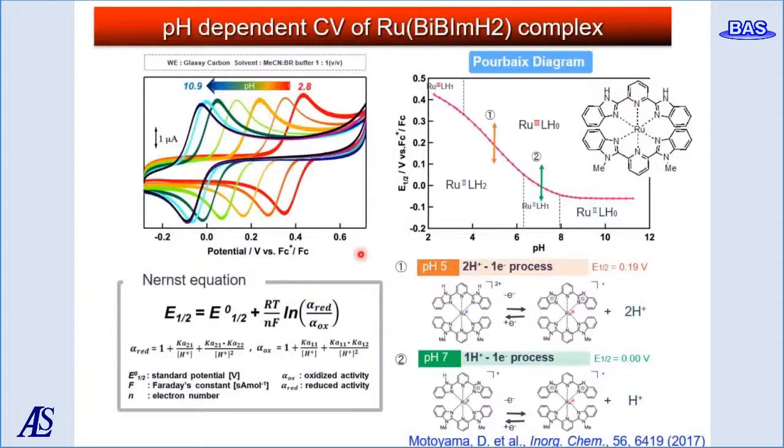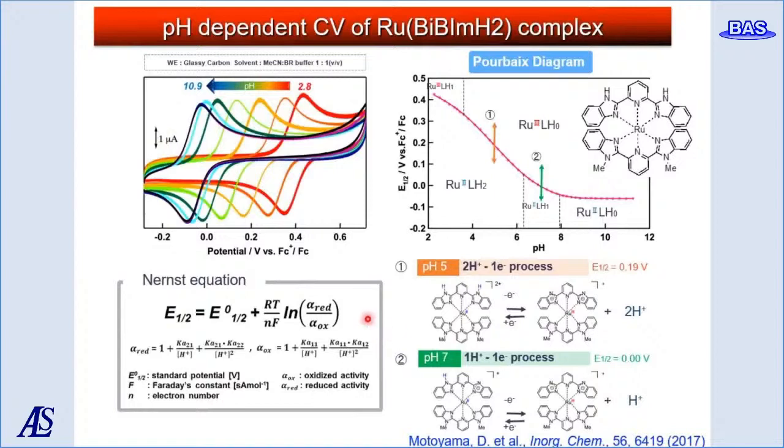Here is a cyclic voltammogram of another ruthenium complex as shown here. When the solution pH was changed from pH 2.8 to 10.3, the CV waves moved to the negative potential direction. From the CV measurements at different pH, a Pourbaix diagram was obtained, and the pKa value was calculated by analyzing the potential-pH plot using the Nernst equation.